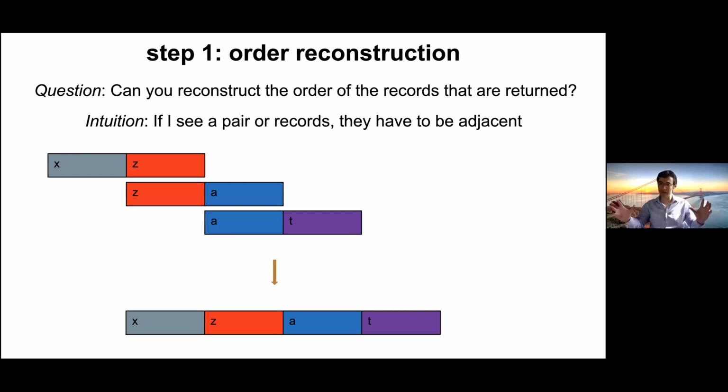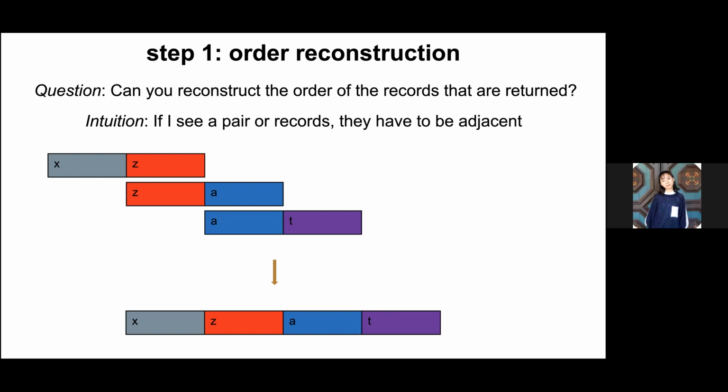Is it clear how this simple example works? Right, so again, I'm not reconstructing the actual values of X, Z, A, and T now. I'm reconstructing the order because I have this property that every answer that contains exactly two records has to be adjacent because of the property of the range query. Good.